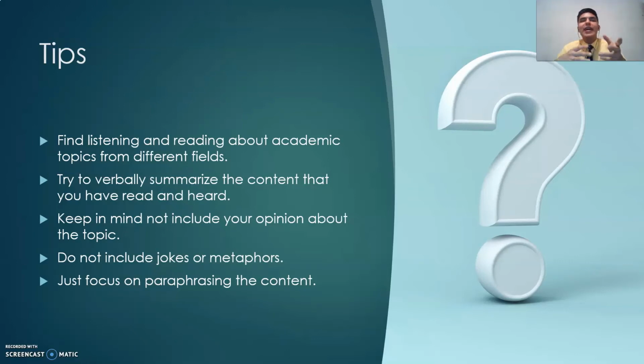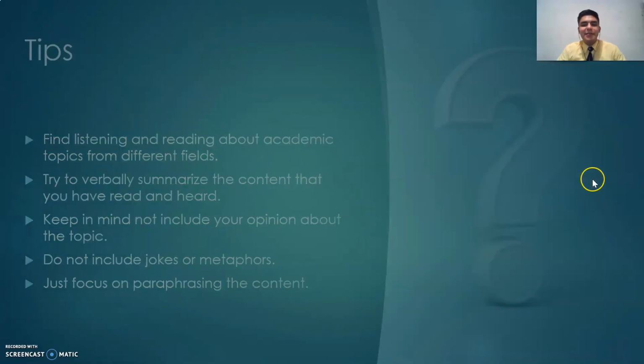We don't really have to say, well, I think this is something good, I consider this is bad, because the question is not really referring to our opinion. So let's avoid including our opinion as well as jokes and metaphors. Let's try to leave those out. Just focus on paraphrasing the content, and of course, relating everything you're saying to the question you are being asked.